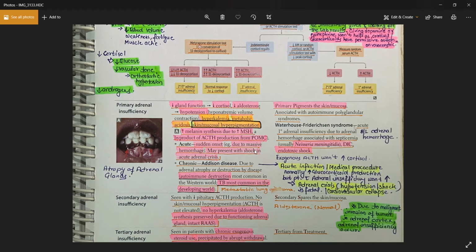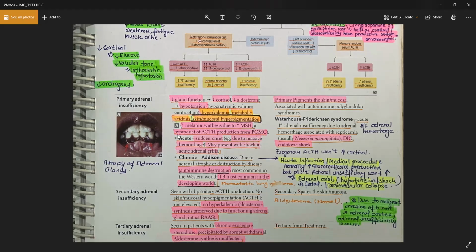You can get an acute insufficiency and you can get a chronic insufficiency. For the acute insufficiency, there would be a sudden onset of all of these symptoms: fever, shock, nausea, vomiting, headache, weakness, muscle pain. These will all be very sudden, acute symptoms.